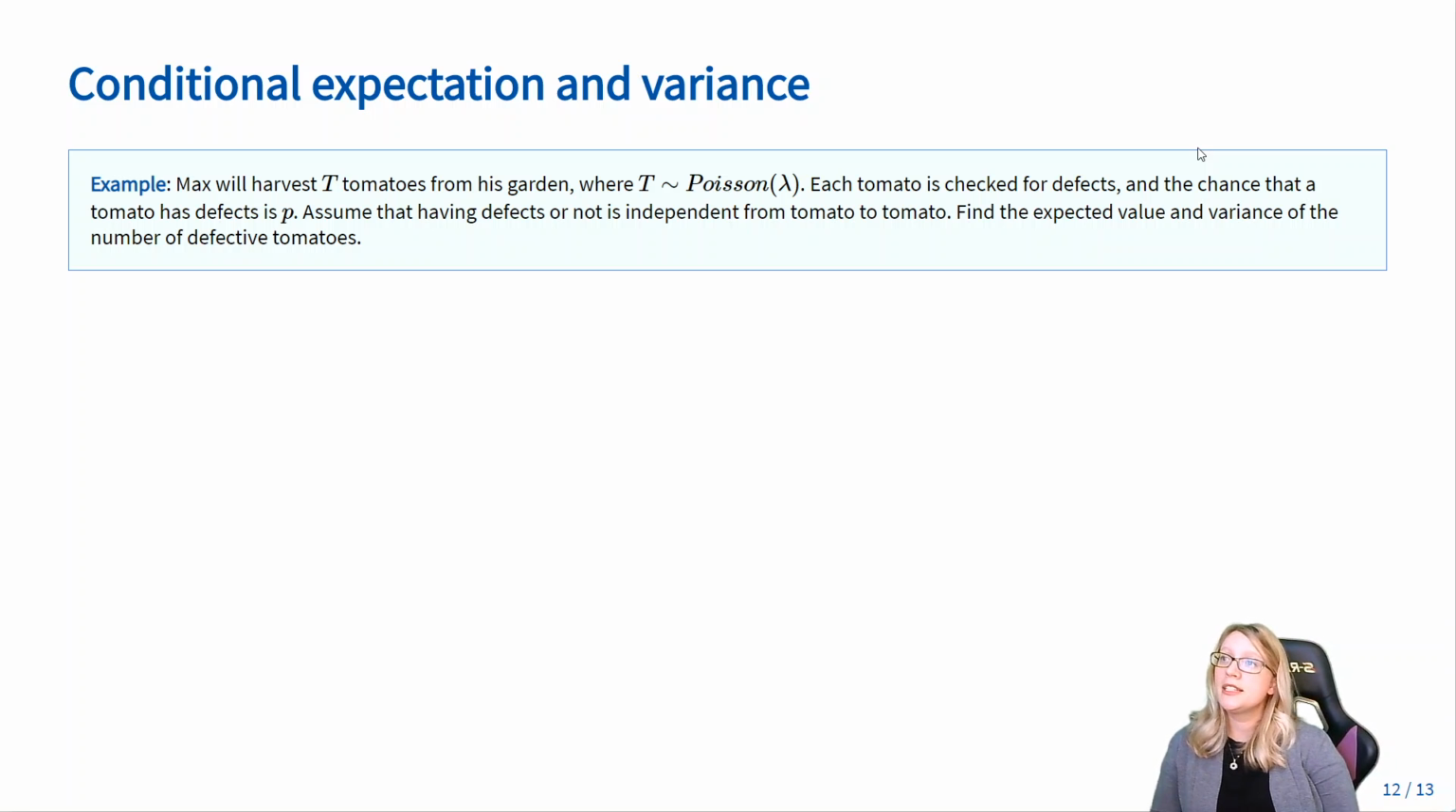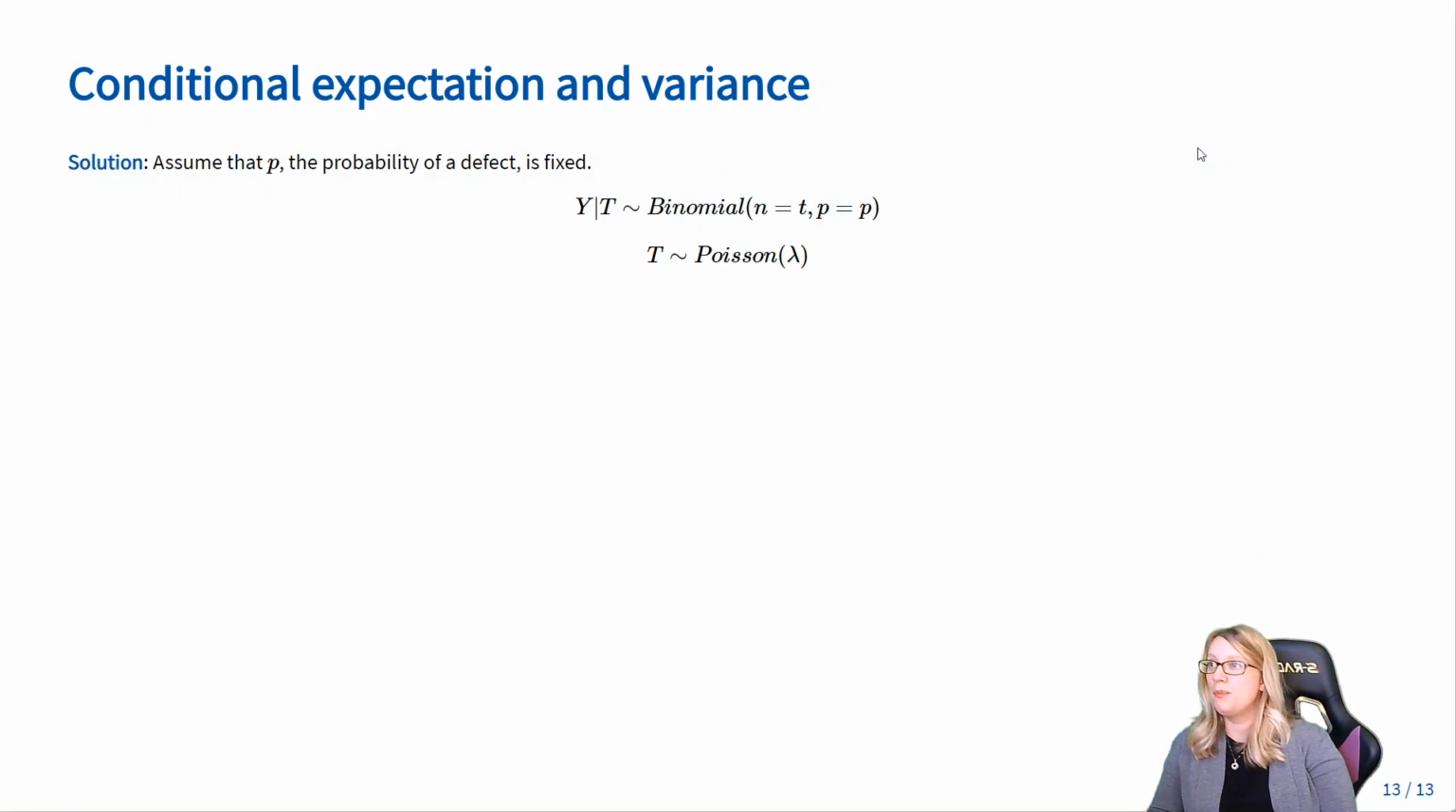Max will harvest T tomatoes from his garden on a given day, where T follows a Poisson distribution with parameter lambda. Each tomato will be checked for defects. The chance that a tomato has a defect is P. We'll assume that having defects is independent from tomato to tomato. Let's find the expected value and variance of the number of defective tomatoes. So tomatoes with a bite taken out of them, for example.